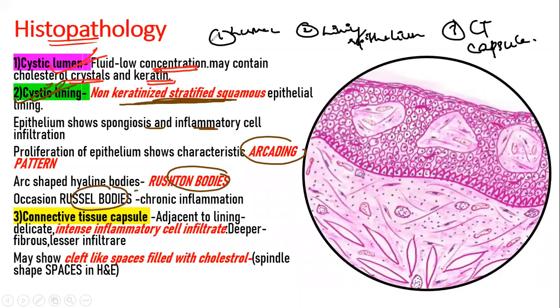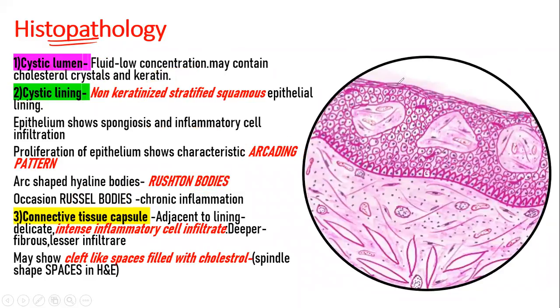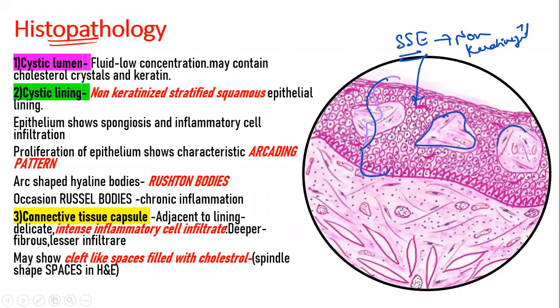So in this diagram, you have the lining epithelium. It is composed of stratified squamous epithelium. Okay, it is non-keratinized. Right now, you see that it is proliferating in such a way that it is proliferating around your connective tissue, right? It is arcading around your connective tissue, and this is called the arcading pattern.